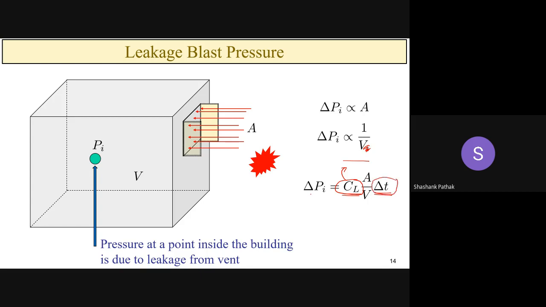So we can calculate this change in pressure, internal pressure, using this simple empirical equation which is being used in the current design practices. And then we can compute the pressure at the next time step by adding delta pi to the pi. So now I will explain it in a more clear manner.